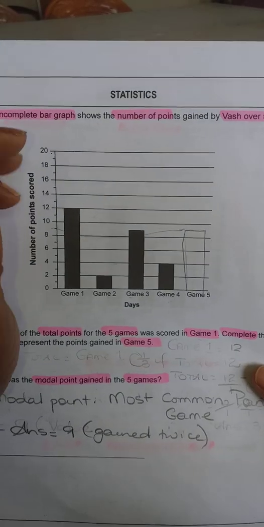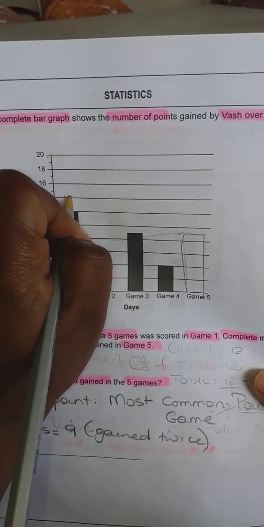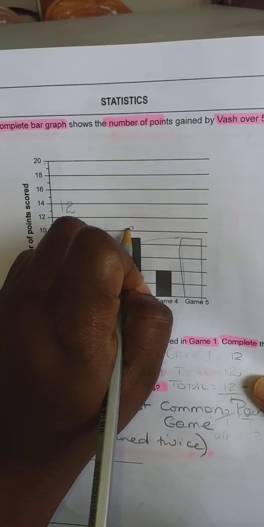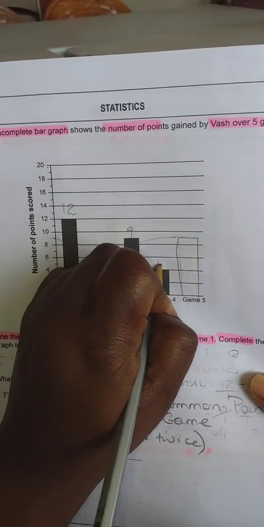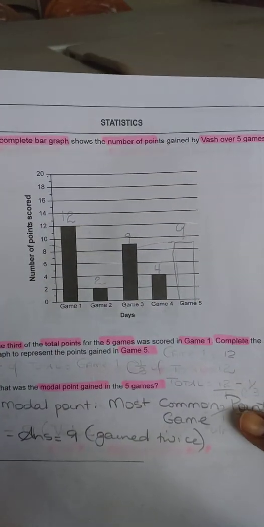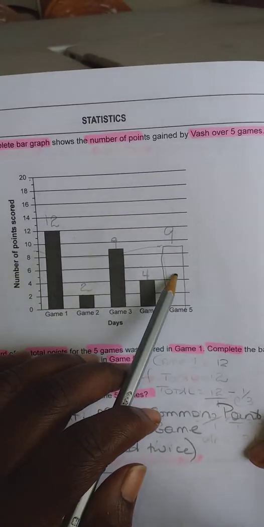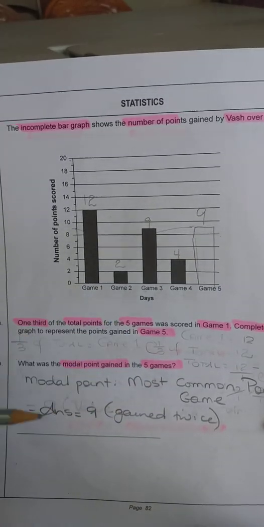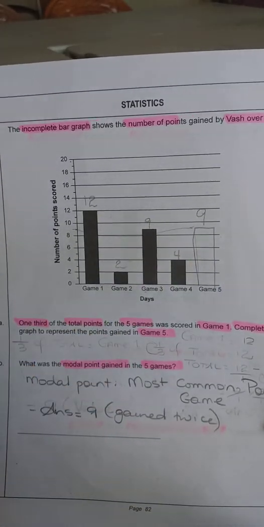Which number do you see occurring most frequently? Game 1 is 12, right? Game 2 is 2. Game 3 is 9. Game 4 is 4, while game 5 is 9. Which number do you see occurring most frequently? We're seeing that number 9. So the modal point is 9 because it was gained twice, okay?